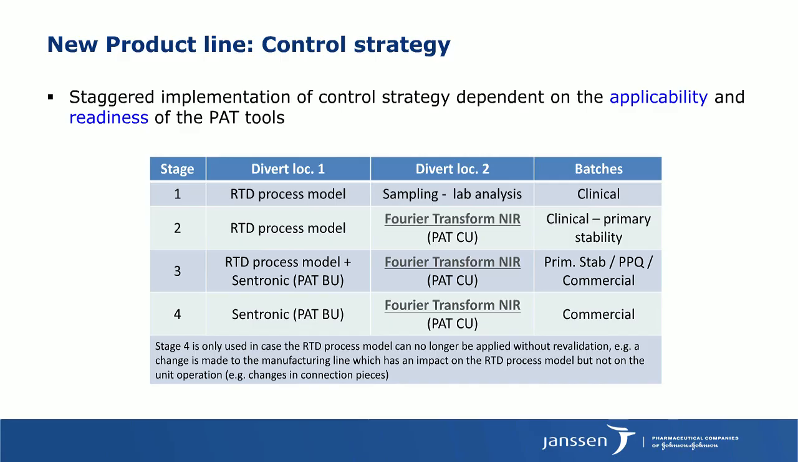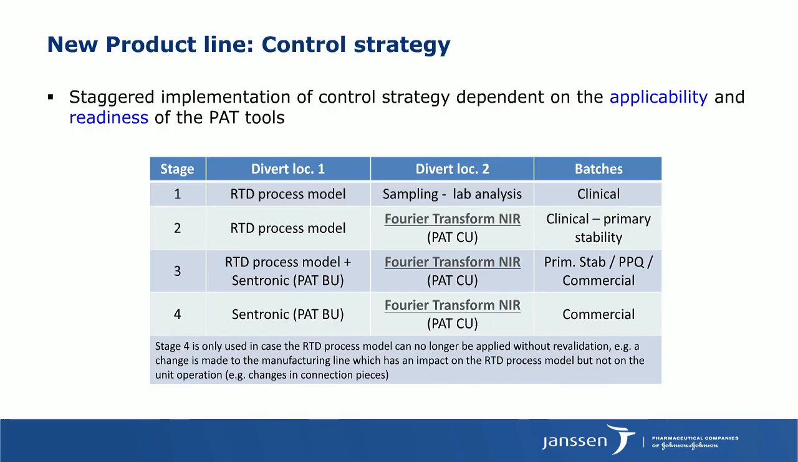If we look at stage 1, which we will use for our clinical batches, then for diversion location 1, we will use the residence time distribution process model. For diversion location number 2, we just do manual sampling, send the tablets to the lab and analyze them in the lab with an LC technique. Then as the product evolves, we estimate that generally we will have the PAT-CU tool developed and validated a little bit earlier than the PAT-BU tool.